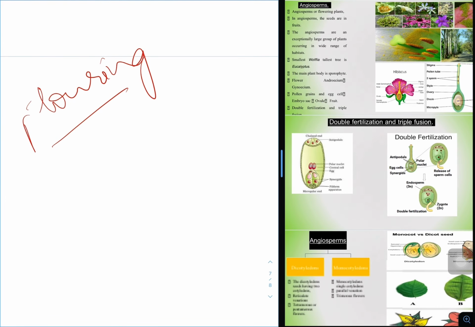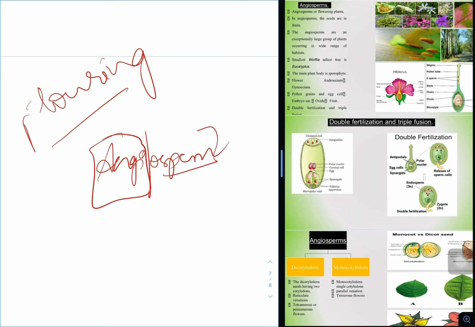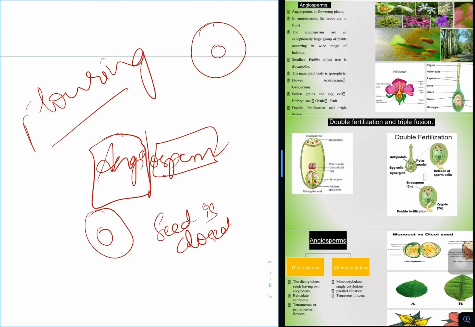And one more thing, the term angiosperm means: angio means enclosed, sperma is seed, so the seed is enclosed. Enclosed means the seed is covered by fruit. Any fruit you take, within the fruit there will be a seed, protected by the fruit. Hence all the flowering plants produce seeds surrounded by a fruit, so they are called angiosperms.